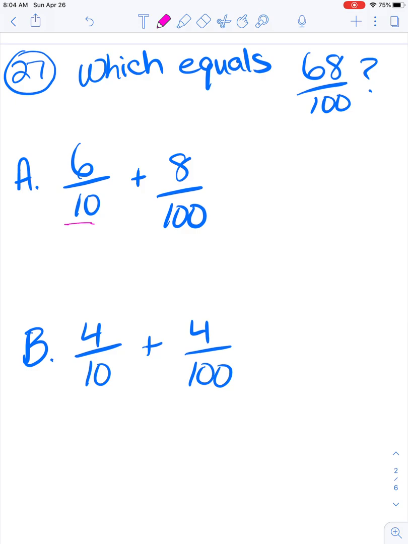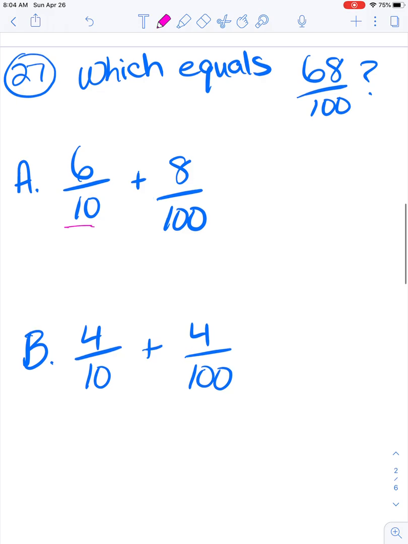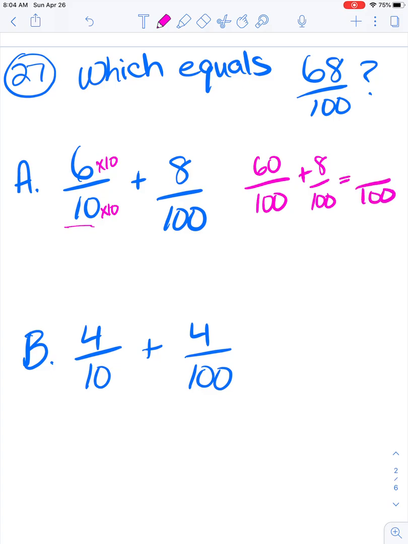So I am going to try to make 10 into 100. How do I do that? Well, I know that 10 times 10 is 100. Whatever I do to the bottom, I do to the top. So now instead, I have 60 hundredths plus 8 hundredths. My denominator is the same, we keep it the same. 60 plus 8 is 68.